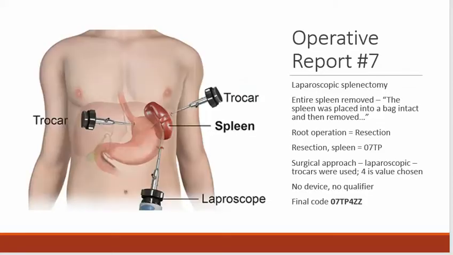Operative report number 7 is similar in terms of the same surgical approach, same anatomical area, but in this case, the entire spleen is being removed. So this patient is having a laparoscopic splenectomy. The patient has thrombocytopenic purpura. So they're taking out the entire spleen. The spleen was placed in a bag, intact, and then removed. So the root operation in this case, because the entire organ was being removed, is resection. We index the main term of resection, and in spleen we get the partial code of 07TP.